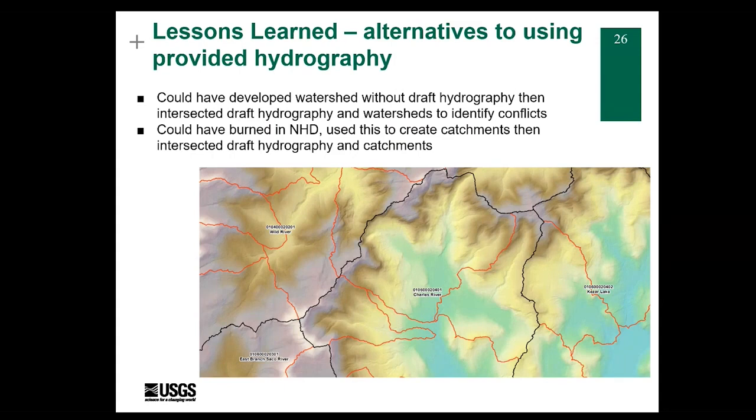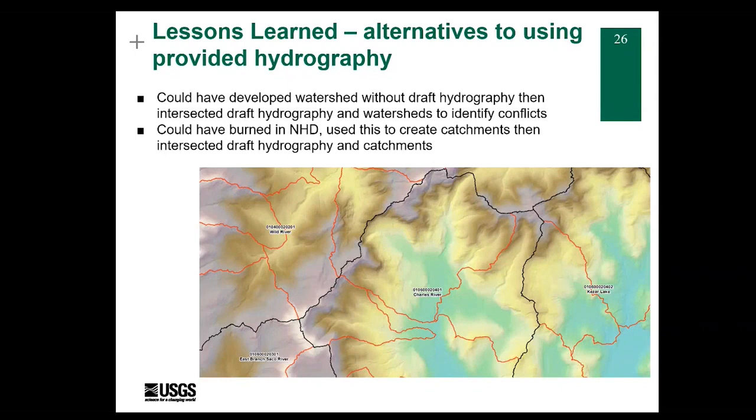After running the ArcHydro process with the draft hydrography and reviewing and at times manually updating the generated watersheds, there are a few things I would have done differently. I likely would have tried to run the watersheds without burning in the draft hydrography and then intersected the generated watershed boundaries with the draft hydrography to look for potential conflicts that way. I also would have used the existing NHD and draft hydrography to generate culverts and burn those into the DEM.